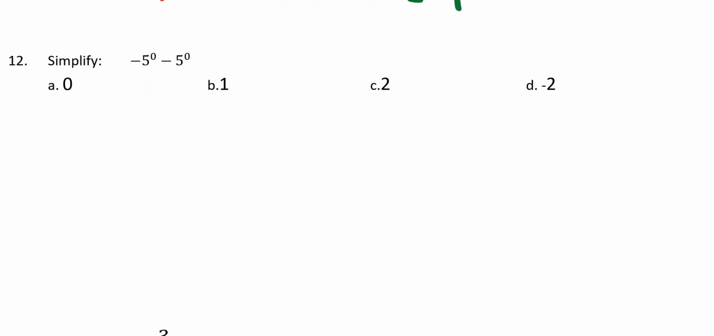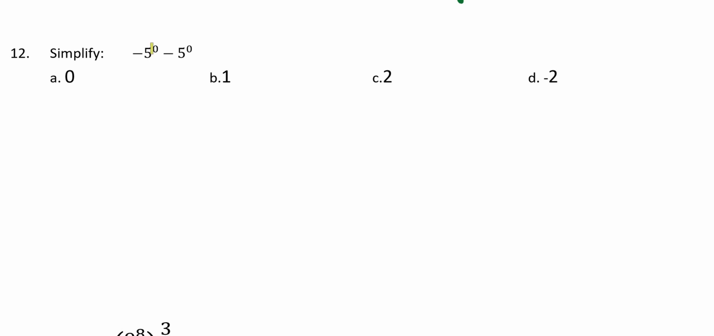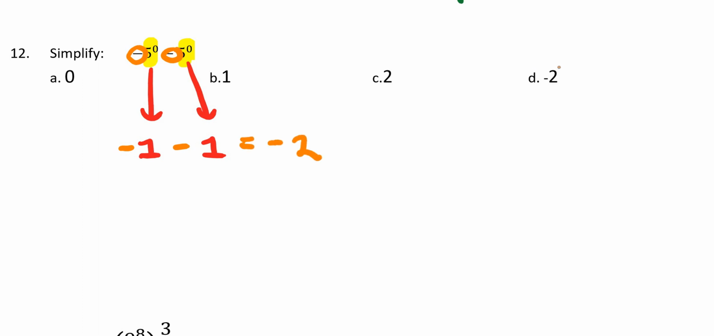Okay, let's move on to question number 12 now. For this one here, I will highlight the powers of 0 first. So 5 to the power of 0 is going to be 1, and this 5 to the power of 0 is going to be 1. And the minus signs just tag along. So 1 minus 1 is going to be negative 2, which is D.